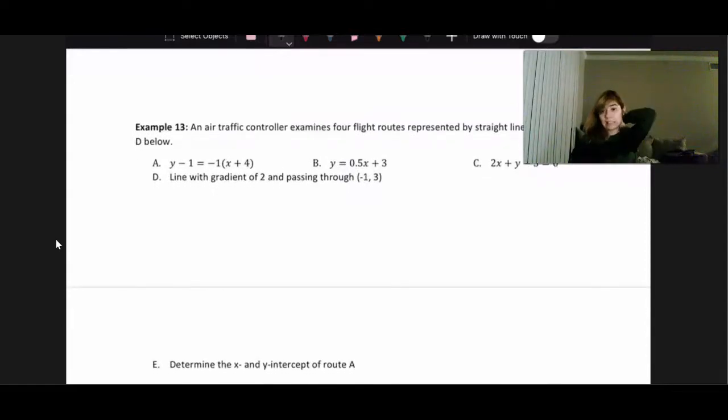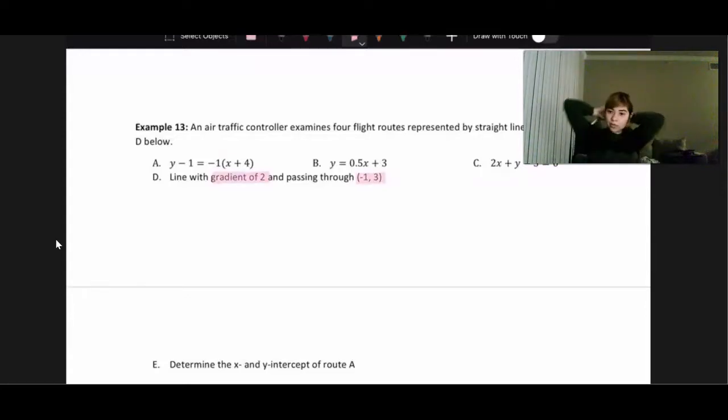For part 13, there's an air traffic control, which has 4 flight routes, represented by straight lines given in A through D below. So here are my 4 flight lines, A through D. A, B, and C, they just give you the equation. Part D, you have to find the equation for the 4th flight line, so we're going to start there. A line with gradient 2 and passing through the point -1, 3.